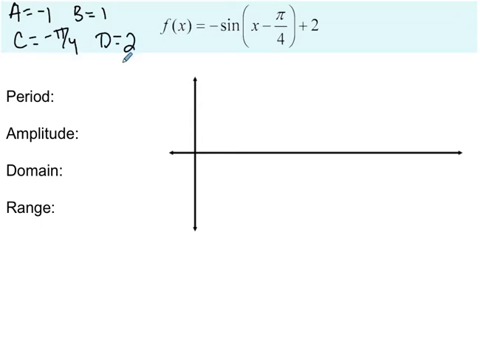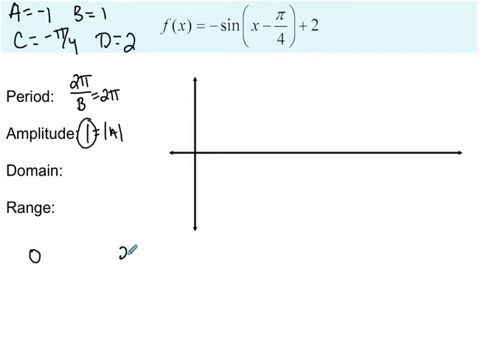So the first thing that I'm going to do every time I graph a sine or a cosine curve is figure out the period. The period is always 2 pi, which is the non-transformed period, divided by b. In this case, b is 1, so my period remains 2 pi. The next thing I'm going to do is identify the amplitude. The amplitude here is 1. Remember, that was the absolute value of a. So it's 1. And then I'm going to figure out where I'm going to plot my values along the x-axis.